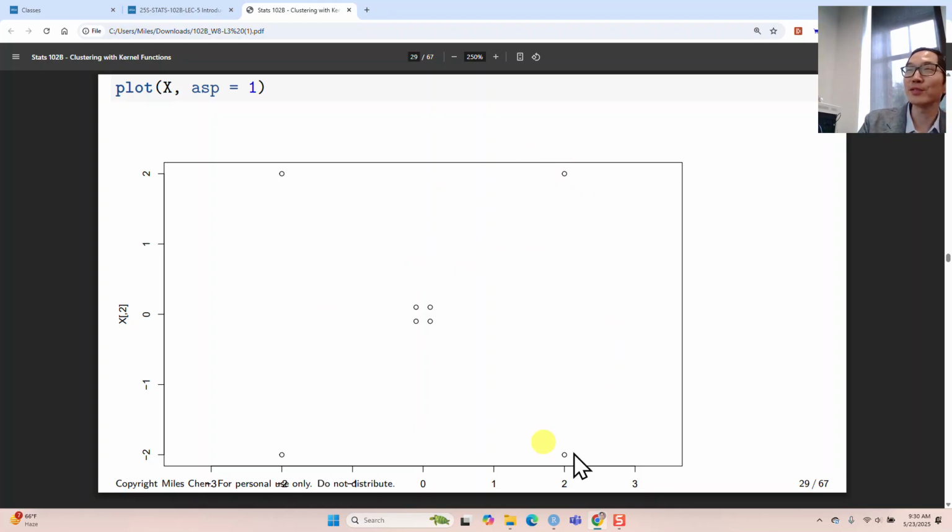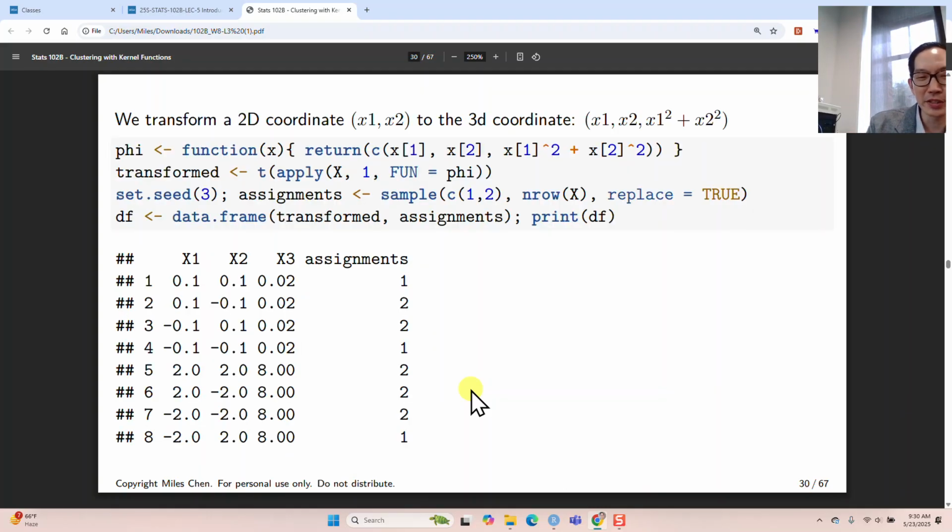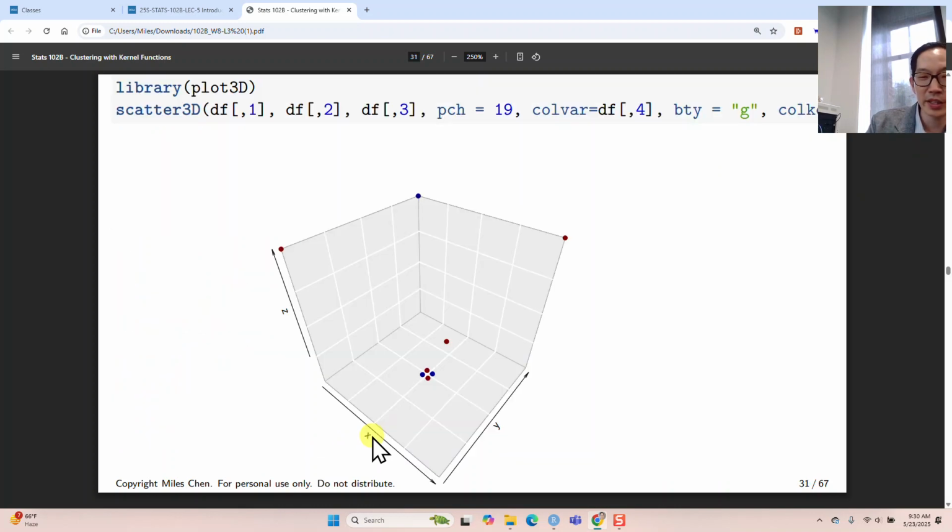But if I look at this, I feel like the ones in the middle should belong together, and maybe the ones on the outside we would put together, even if they are kind of different. There's something that feels like we should put them together. So a solution is we would project it into a higher dimensional space by using this transformation function. We would do x1, x2, and then x1 squared, x2 squared. And if we do that, we get 3-dimensional coordinates. And it looks like this.